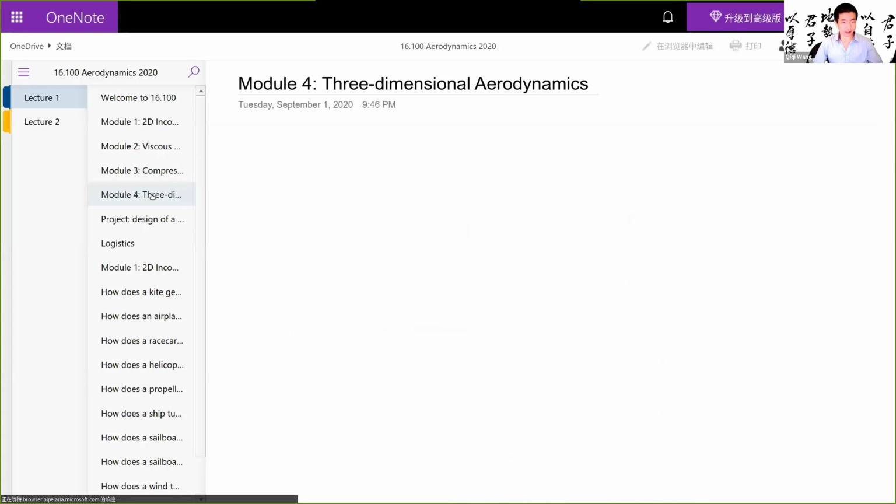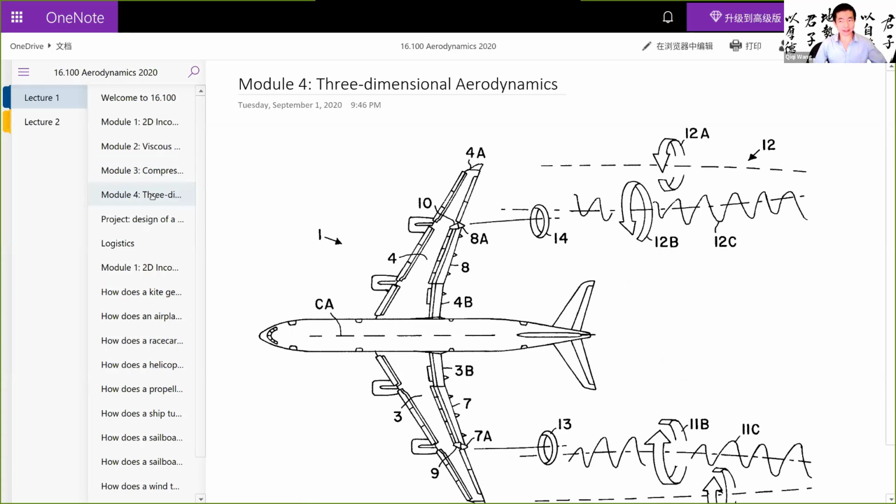All right, finally, we are going to be relaxing our two-dimensional assumption, looking at three-dimensional aerodynamics. This is a third assumption other than inviscid and incompressible that doesn't make any sense in practical scenarios because we are living in a three-dimensional world.